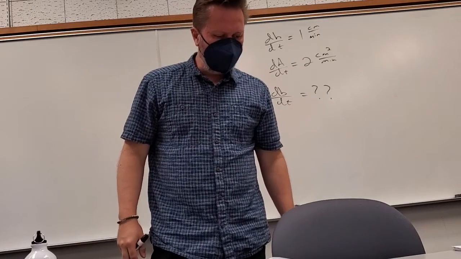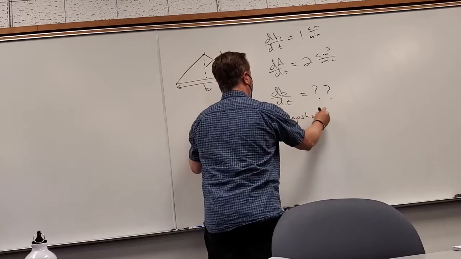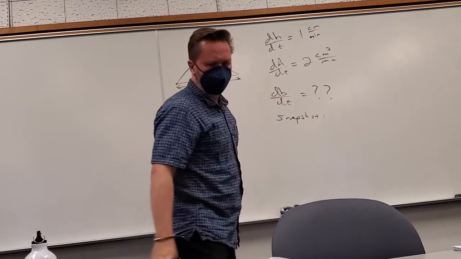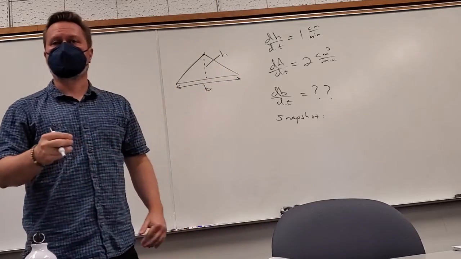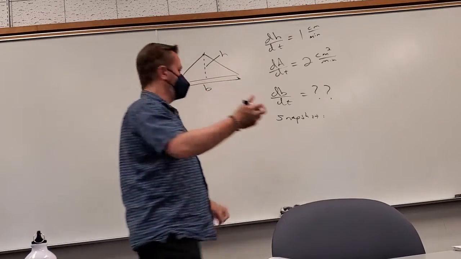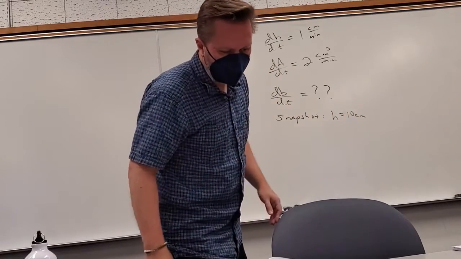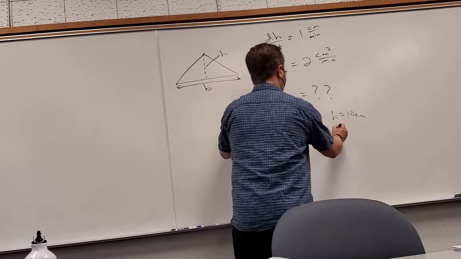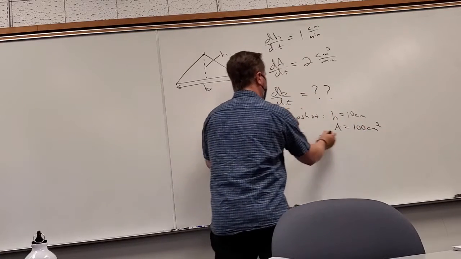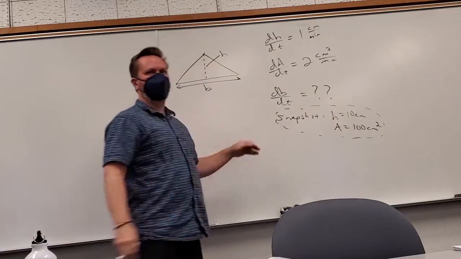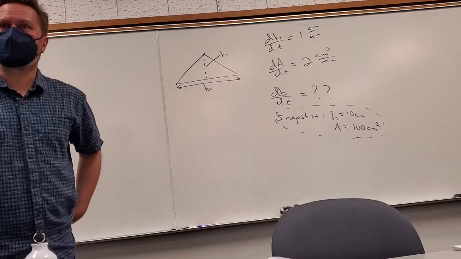When the altitude is, okay, here comes the snapshot. When the altitude is 10 centimeters, so what would that be? H equals 10. And the area is 100 square centimeters. So that's the snapshot. This is the stuff you do not plug in at first. This is stuff you plug in after you've done derivatives.